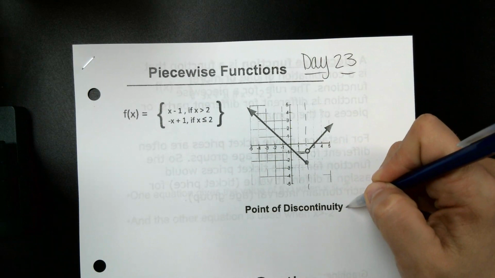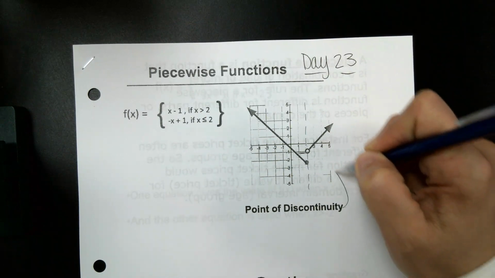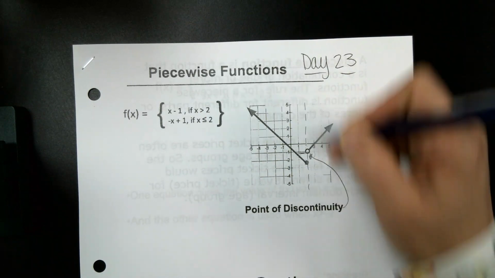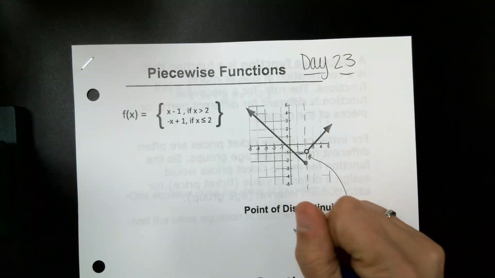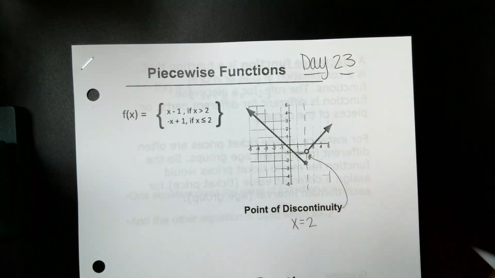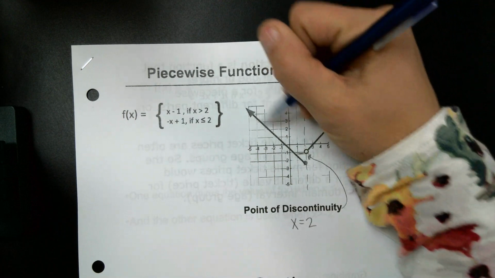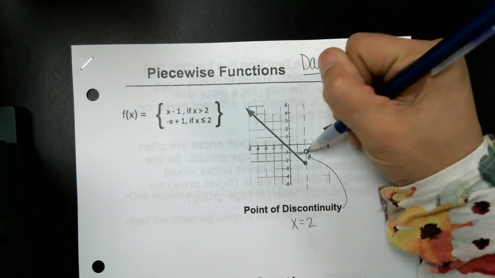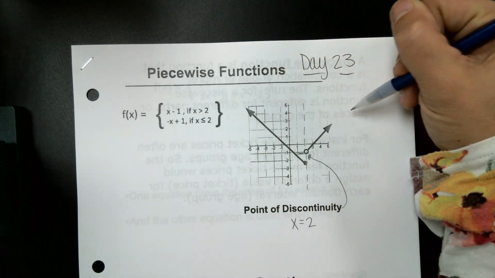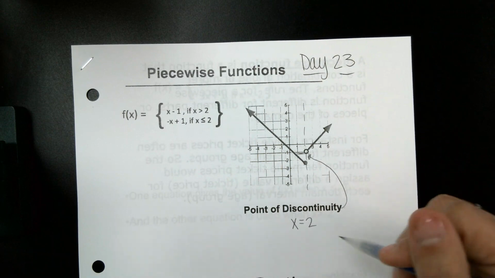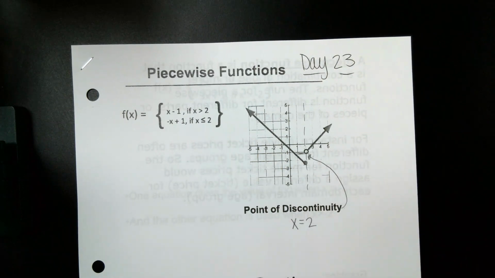That point, the point of discontinuity, happens right here at x equals 2. What that means is it's not one continuous graph. There's a break. There's part of the graph that goes this way, but then it jumps up here and then the graph goes the other direction. So at x equals 2, it's not continuous. That's what the point of discontinuity means: it's just not continuous.